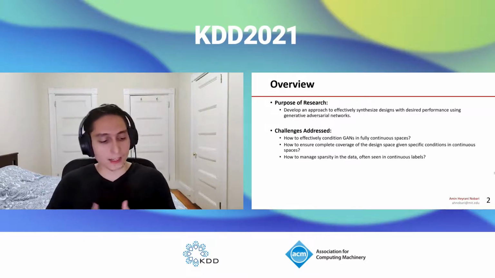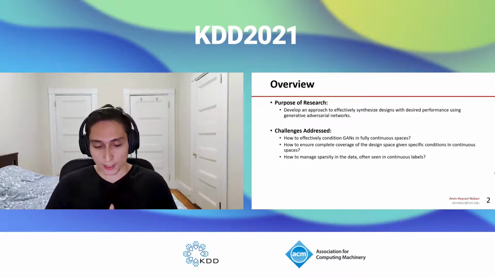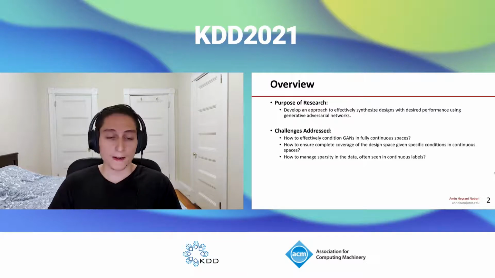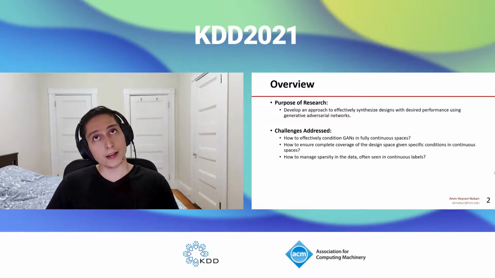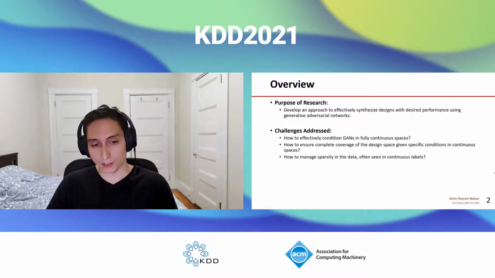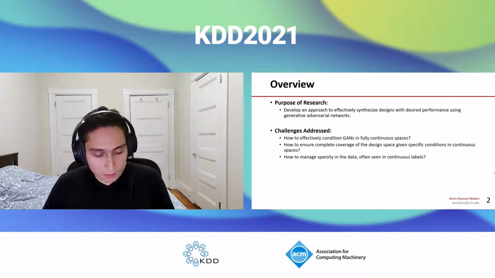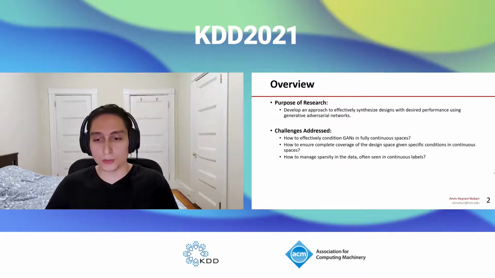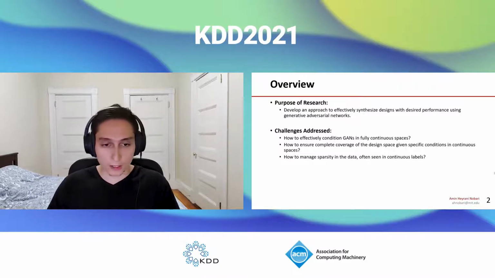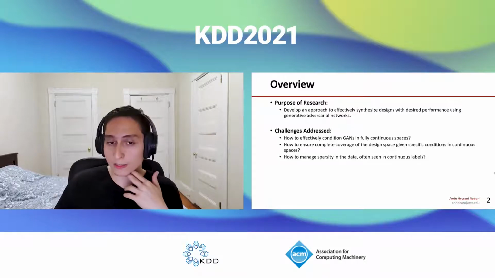So the primary challenge in doing something like this is dealing with fully continuous data in conditional generative adversarial networks. Another challenge is to ensure that the designs generated by these GANs cover the design space evenly, as this is necessary for effective design space exploration. And finally, in a lot of design data sets, and in fact, most continuous data sets, there are issues with sparsity in certain parts of the label space. And this is something that also requires addressing in doing something like this.